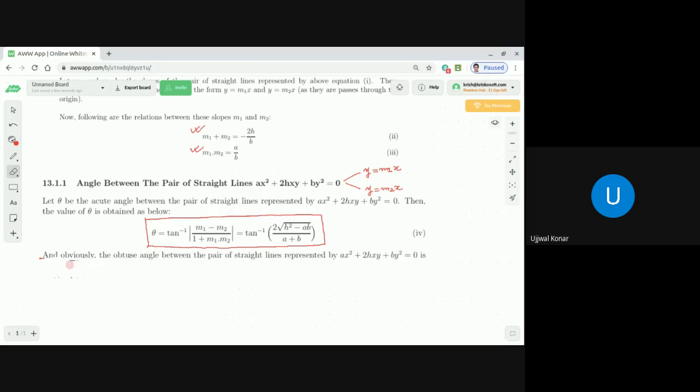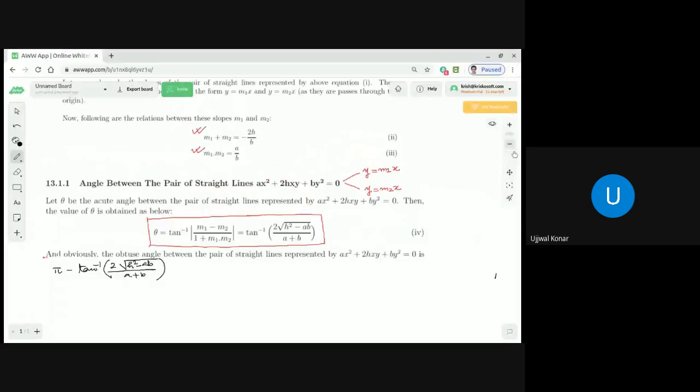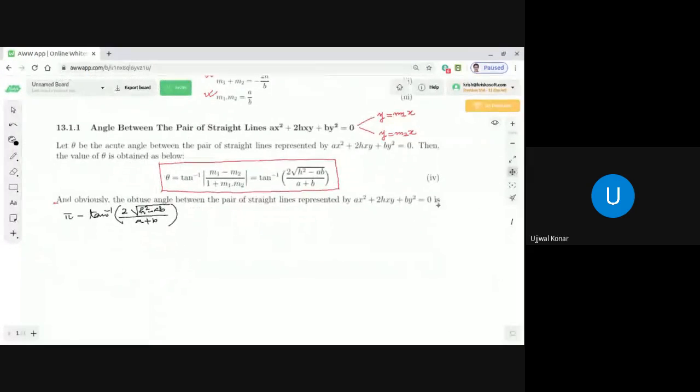So it should be pi minus tan inverse of 2 into square root of h square minus ab divided by a plus b. Now we are going to conclude a few important things.